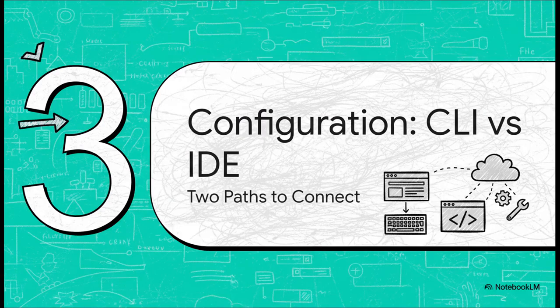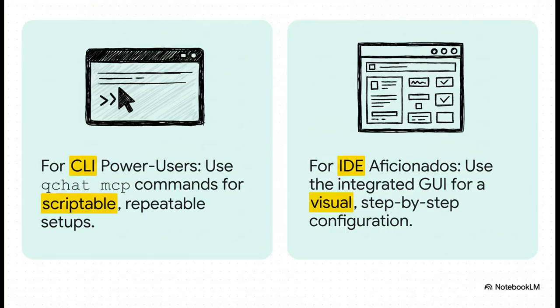Okay, you're sold on the idea, so how do you actually get started? Well, there are two main ways to configure MCP, and they're designed to fit right into the workflow you already have, whether you're a command line warrior or you live inside your IDE. You kind of get to choose your own adventure here. If you live and breathe in the terminal, you can use the QChat MCP commands for a scriptable automated setup. But if you'd rather have a more visual approach, you can just use the integrated graphical interface right inside VS Code or your JetBrains IDE.